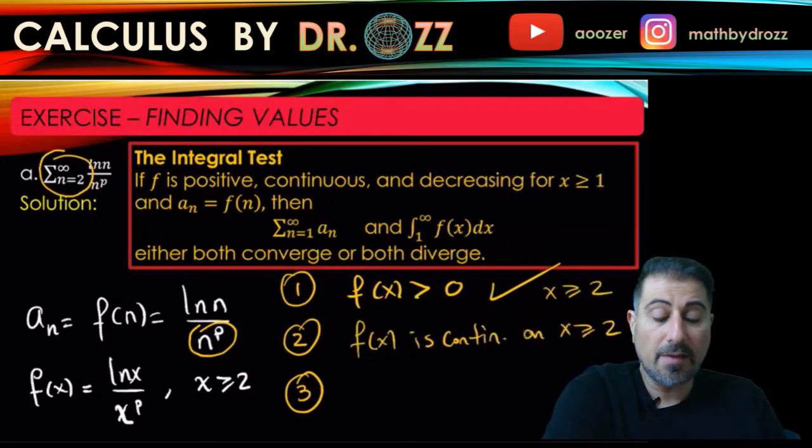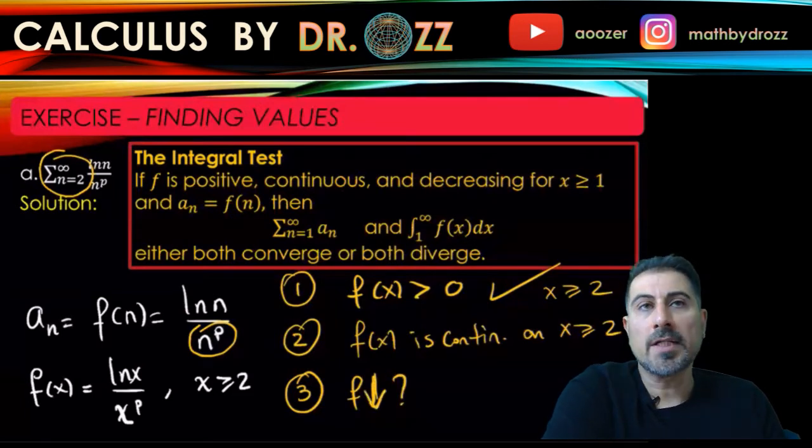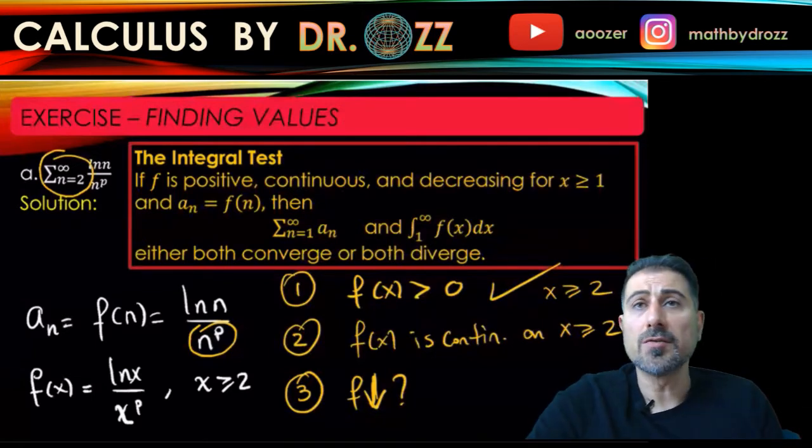Okay, and the third condition is f decreasing. So is f decreasing? To check that, remember we always rely on the first derivative test. We have to find the first derivative of the function.